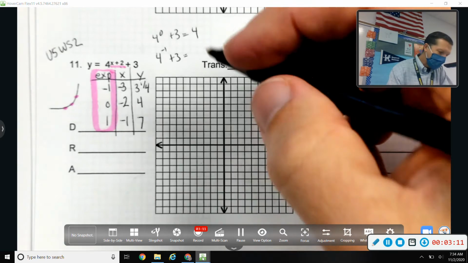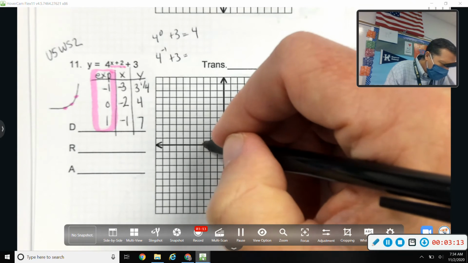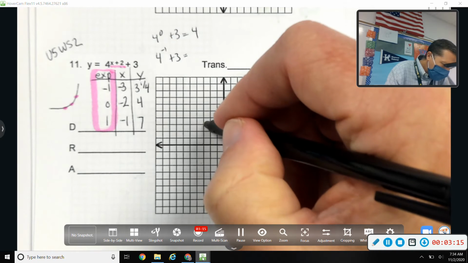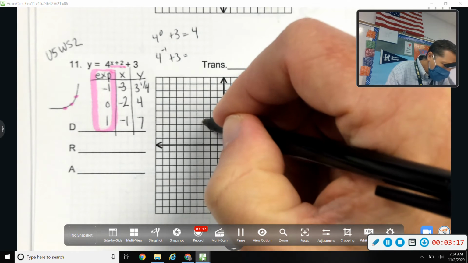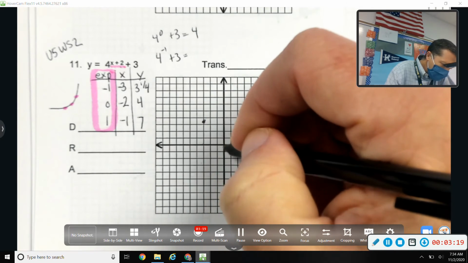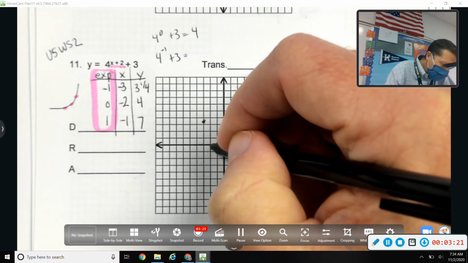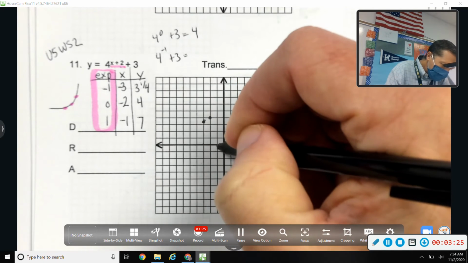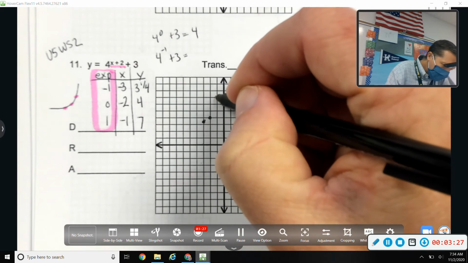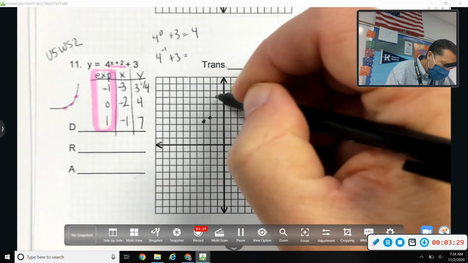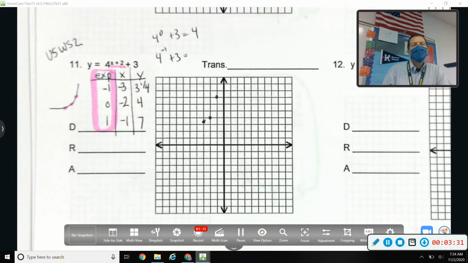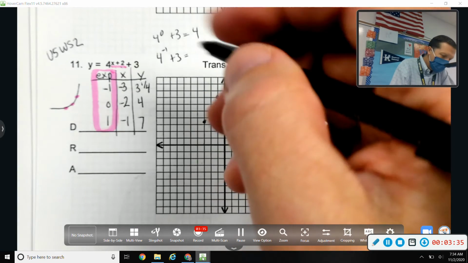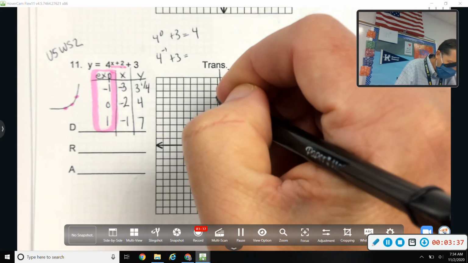Now we're ready to graph. So -3, comma 3 and 1/4, -2, comma 4, and -1, 7. Again, if we pick our points wisely, we catch the turn for the graph.